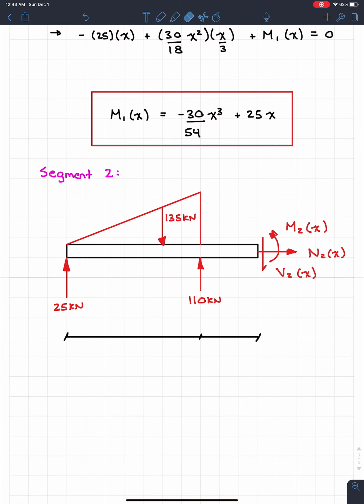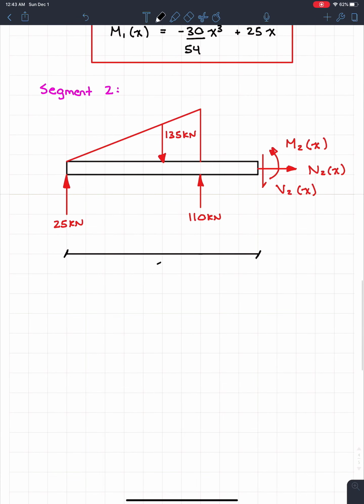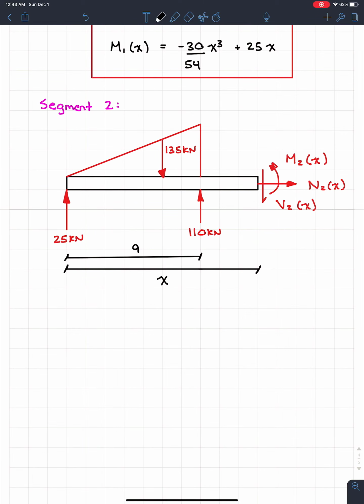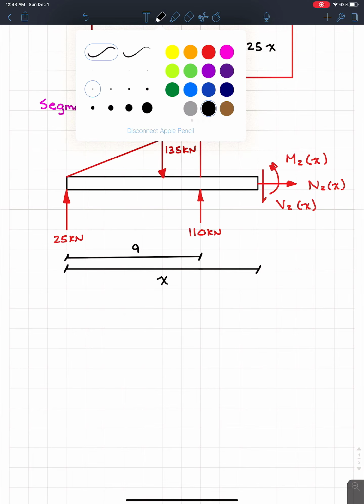So what I recommend, I think it's the easiest, I just like to put that the whole thing is equal to 9, and then I also put in this, equal to x, and this little distance now is equal to 9. All right, so with this, our free body diagram is complete. We can go around and start solving everything that we need to know.